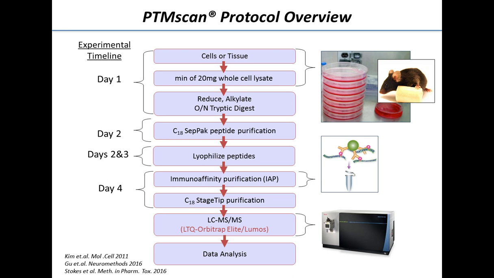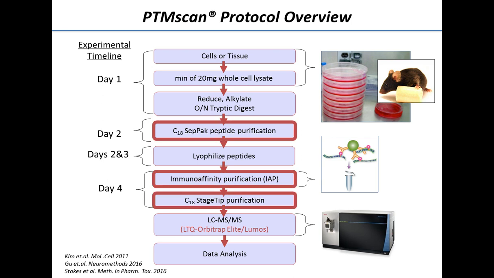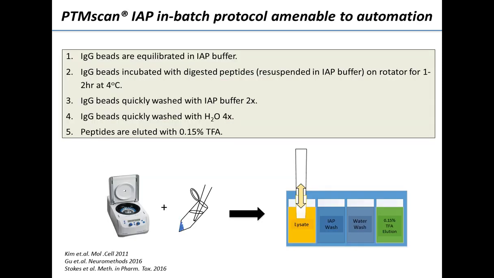So what I'm showing you here is an overview of the PTM Scan protocol. Looking at the steps, there were 3 steps that were ideally suited for automation, and those were the large-scale C18 Sep-Pak peptide purification step, the immunoaffinity enrichment step, as well as the small-scale stage tip cleanup step. And today I'm going to tell you about our efforts towards automating the IAP step of the PTM Scan protocol.